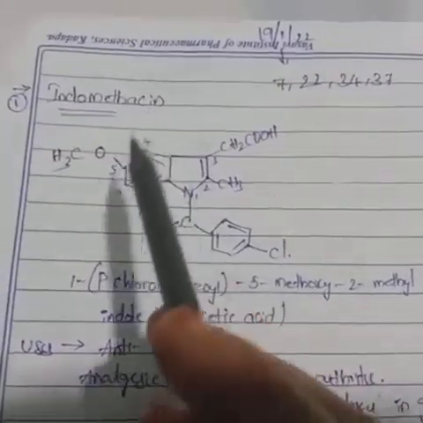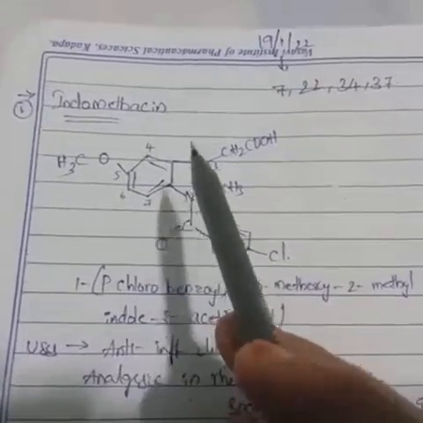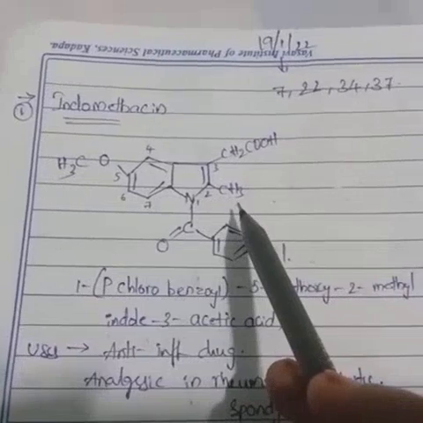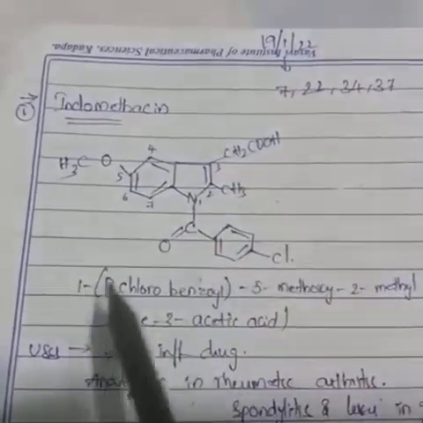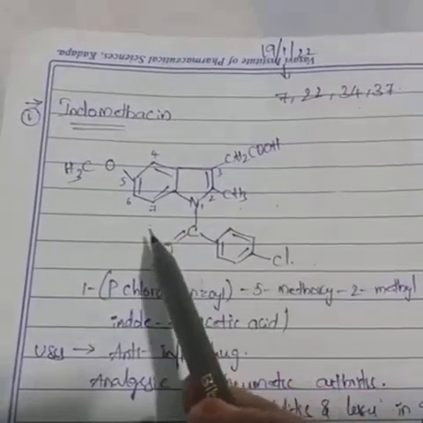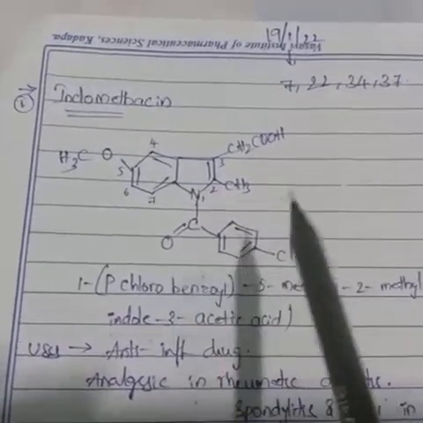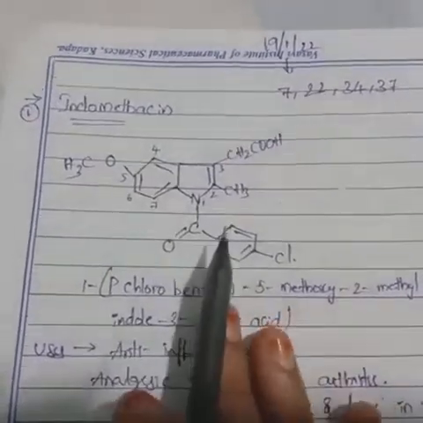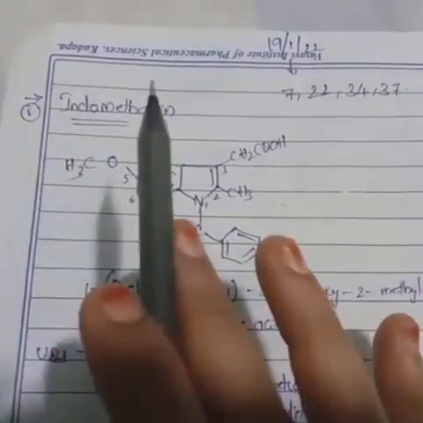Keep that in mind. Once again I am telling, this is the structure. This is the indole ring. To the indole ring, at the fifth position methoxy group is there, at the second position methyl group is there, and at the third position acetic acid group is there. And see here, this is the benzoyl, parachlorobenzoyl group. At the first position it is attached. This structure is nothing but Indomethacin. Keep that in mind.